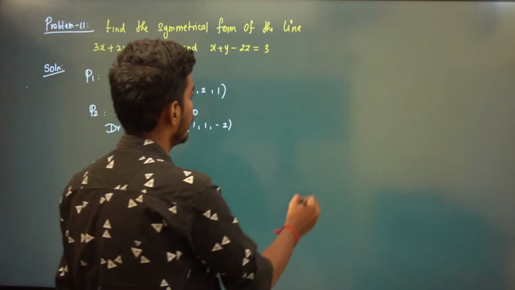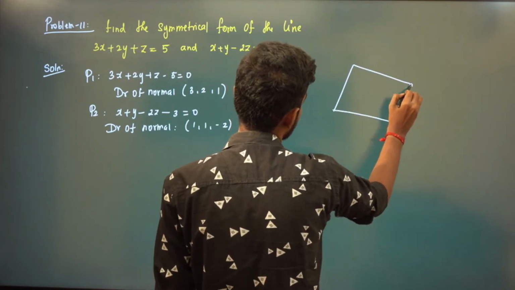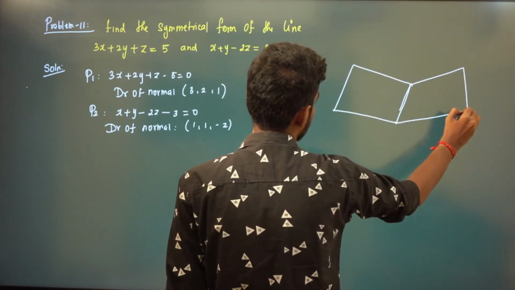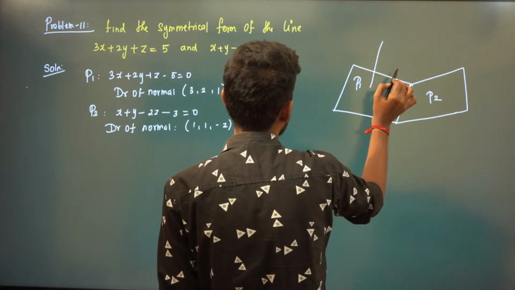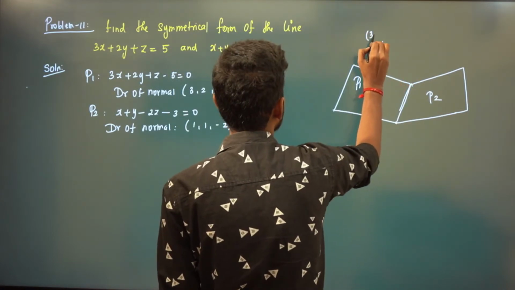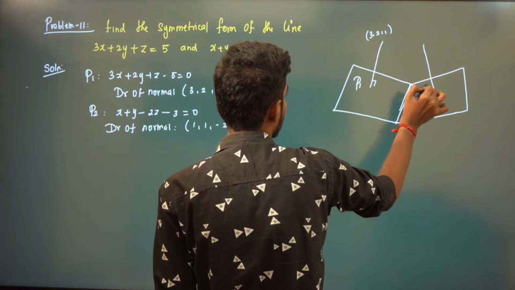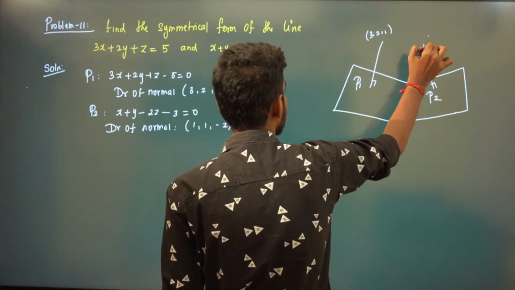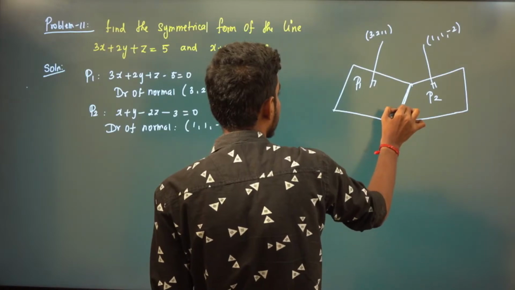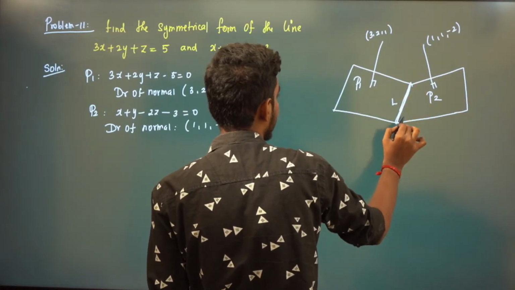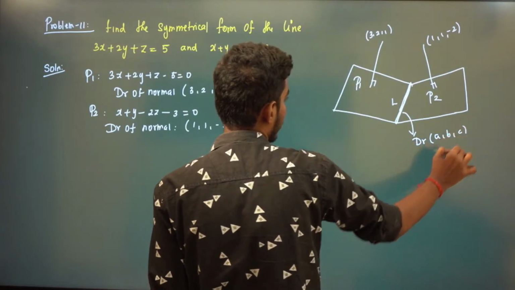So we need to find, so we have P1 and we have P2. This has normal with direction ratio 3, 2, 1, and this has normal with direction ratio 1, 1, minus 2. This is the line for which we need to find the symmetrical form. Let us say this has direction ratio a, b, c, right?